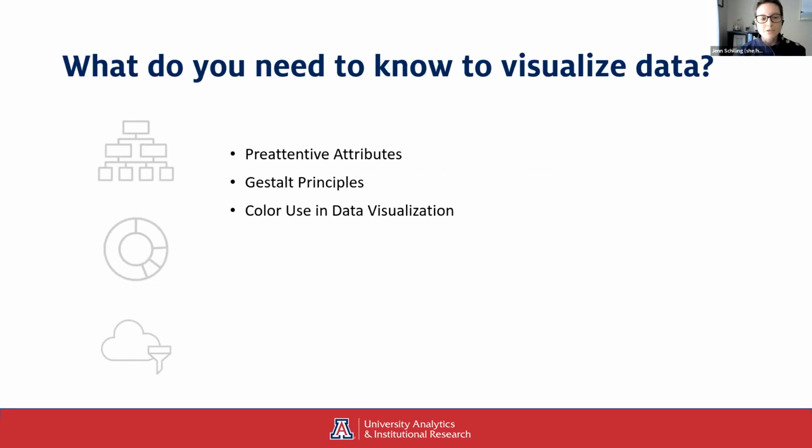Next, we're going to talk about the Gestalt principles of visual perception, which were established by the Gestalt School of Psychology in the early 1900s based on how people interact with and create order from visual stimuli. So basically, how do people process different visualizations and create meaning from it? And then we're going to talk about some basic color principles.